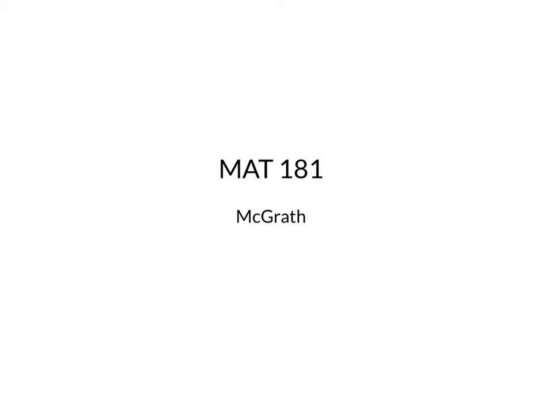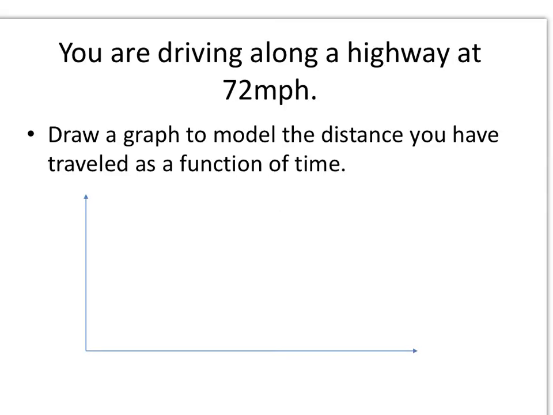Okay, in this first lesson, we're starting chapter 2, and we're talking about how we worry about finding instantaneous versus average velocities. So let's suppose you're driving along a highway at a constant speed of 72 miles per hour. What would this look like if we were to graph it? So we want to graph a model that displays the distance you've traveled as a function of time.